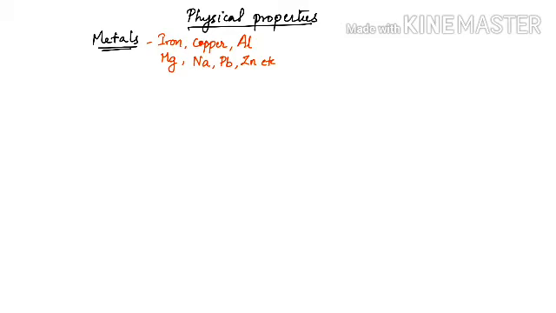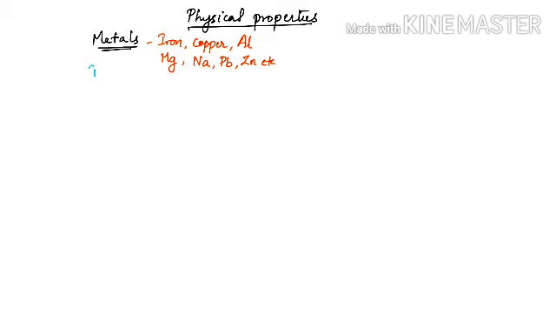There are several. When you take the elements, we have found out 118 elements. In that, most of the majority of the elements are metals itself. So these are the examples of the metals. Now we can study the physical properties of the metals one by one.